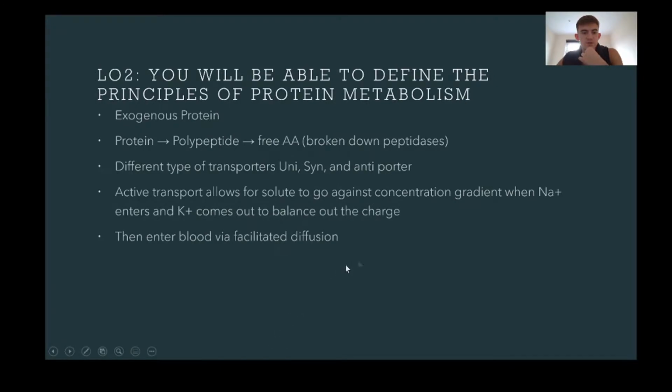So if we talk about exogenous protein, so obviously when we eat protein, they're broken down to polypeptides and then to amino acids by peptidases in our stomach, transported into the body by some different transporters. So we've got uniporters and antiporters. Yes, as we talked about in the lipoprotein lecture, I believe. So this is kind of the same vibe, where active transport allows for the solute to go against its concentration gradient, where we have this entering of sodium ions and the proteins, and the potassium ions leave the body to balance out the charge. These proteins can enter via facilitated diffusion, so that means with the use of a certain protein that helps them out to enter the blood and then go wherever they want to go.